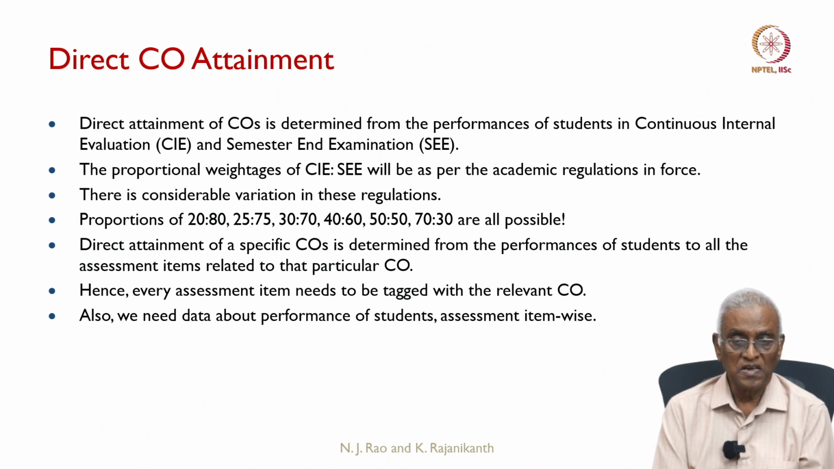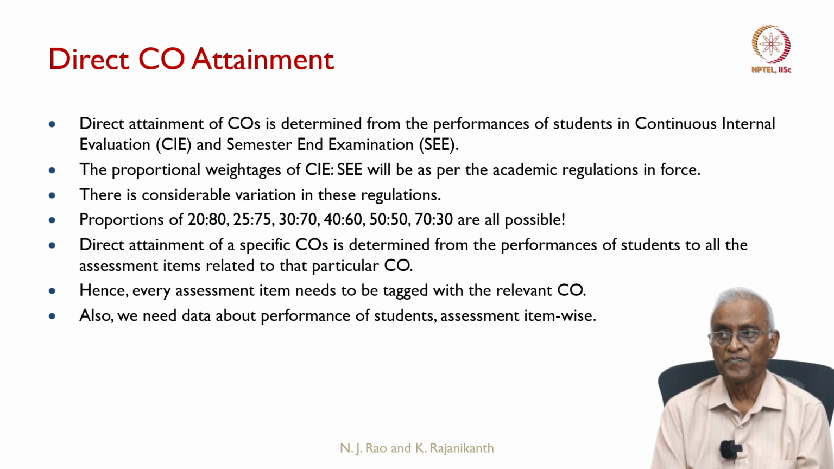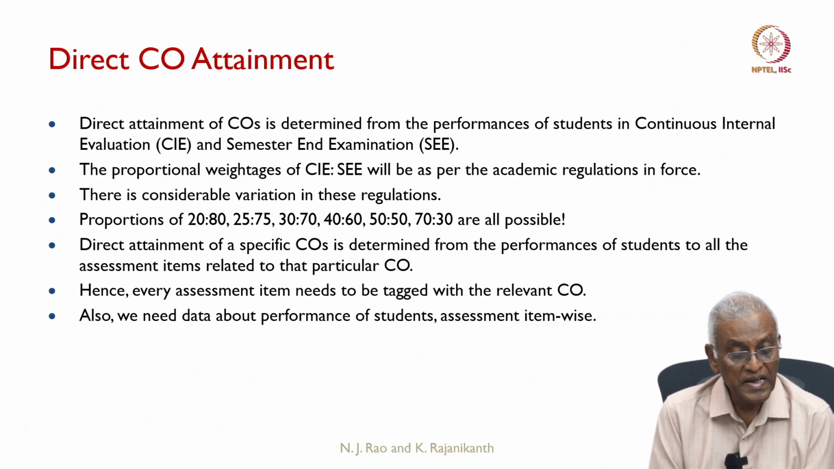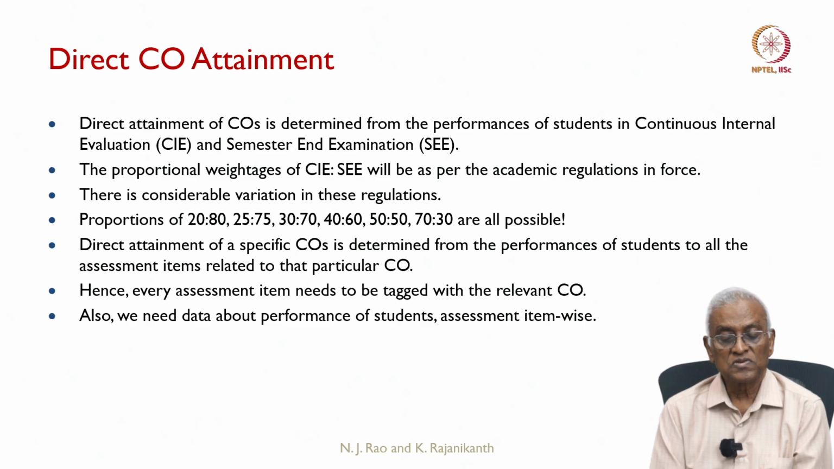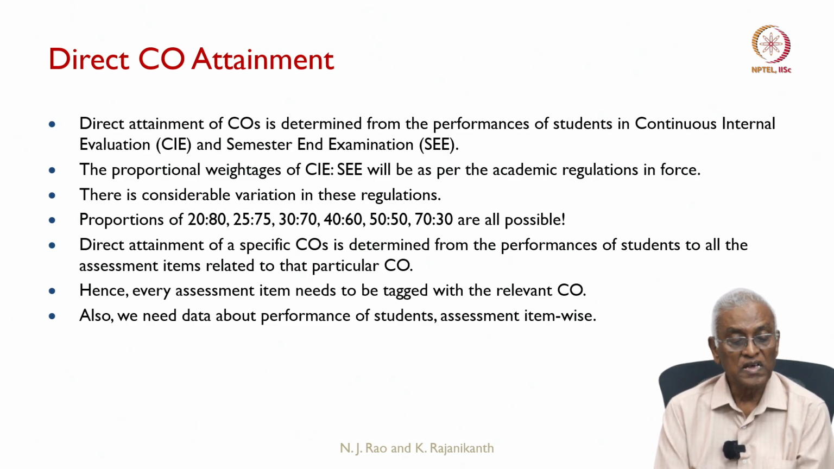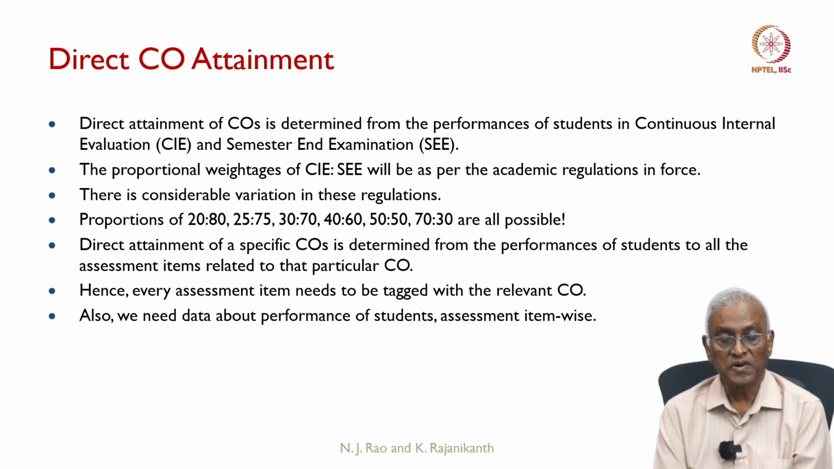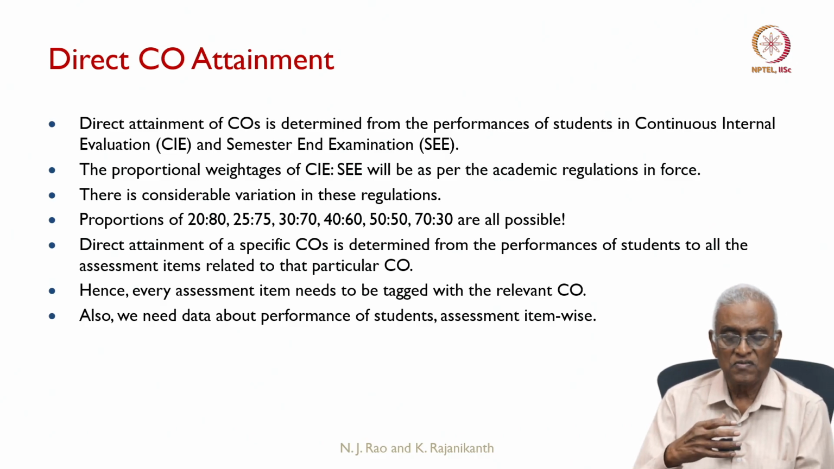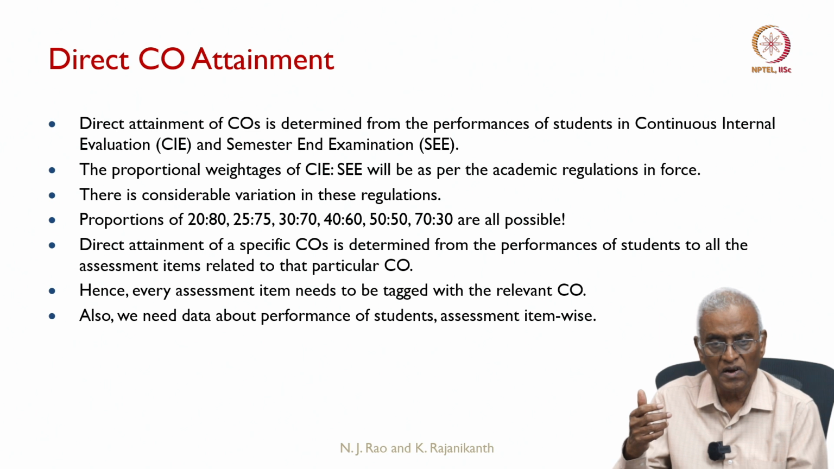For example, at the institute where I was working, we have always been using 50-50 for our distribution between CIE and SEE. Direct attainment of specific COs is determined from the performance of the students in all the assessment items related to that particular CO. Now, how do I find out whether a particular CO is attained or not?